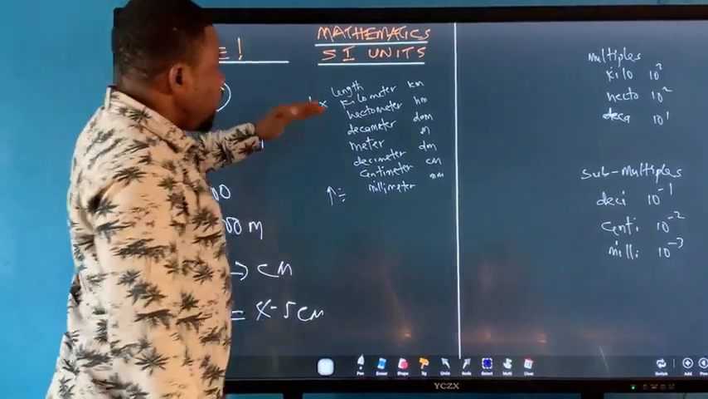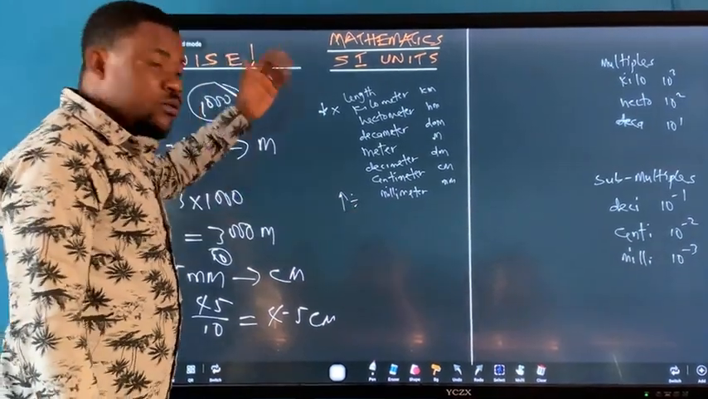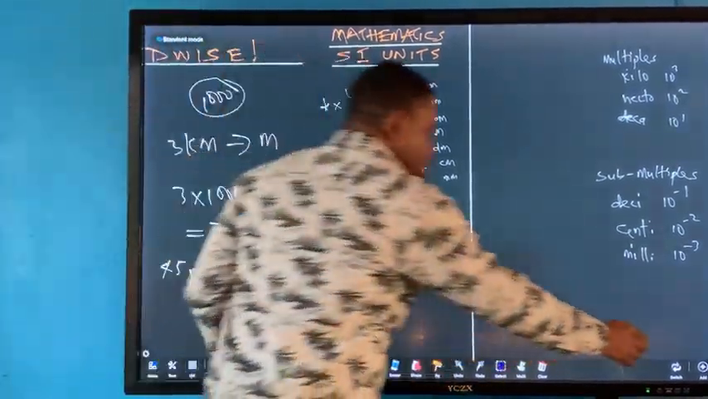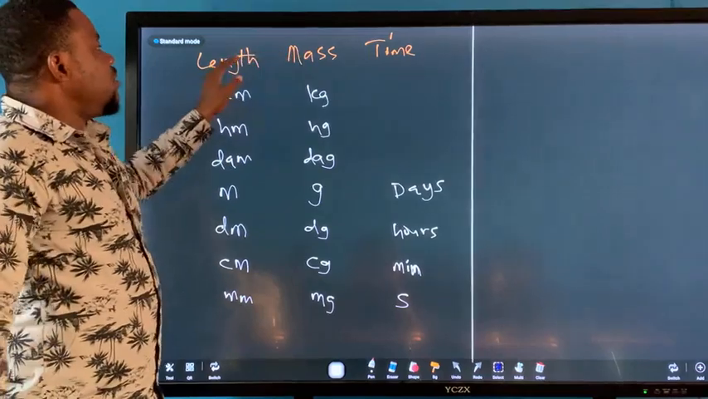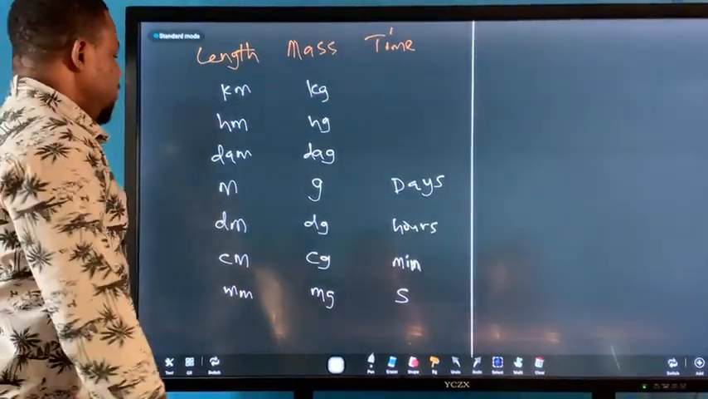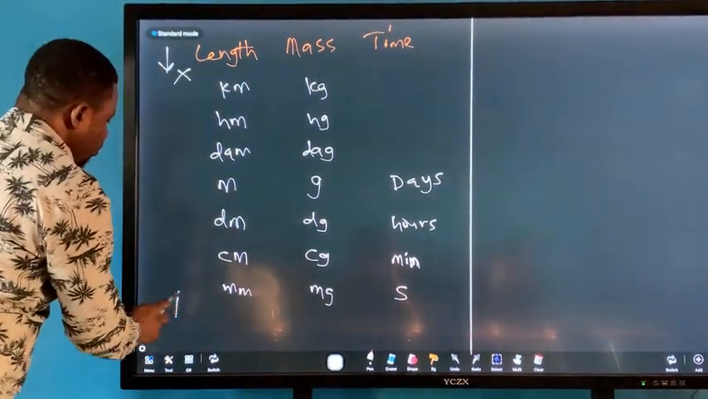Now, let me go further into conversion factors. Take note, if you are coming from up to down, you multiply. If you're going from down to higher, you divide. This is for length, mass, and time. When you're going down, you multiply. When you're going up, you divide.